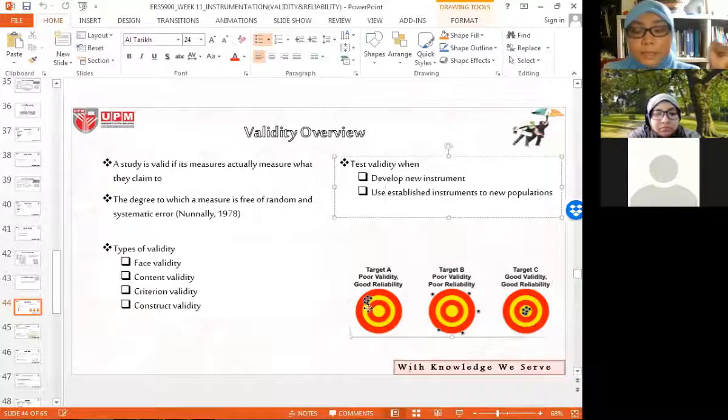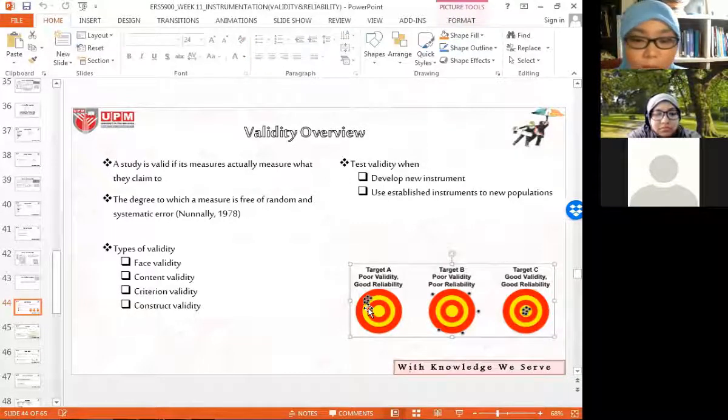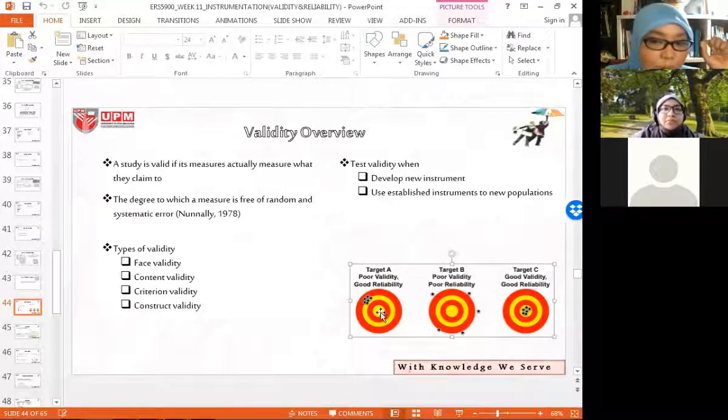Okay, this is validity based on what we call the board. If we look at the first point, A, all the bullets are located at one place. Located at one place means that yes, it is measuring a similar thing, right? But it is not accurate. The accurate version should be located at the middle. It should be located here.